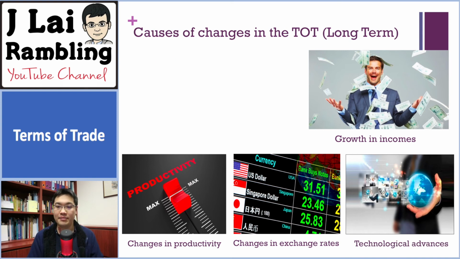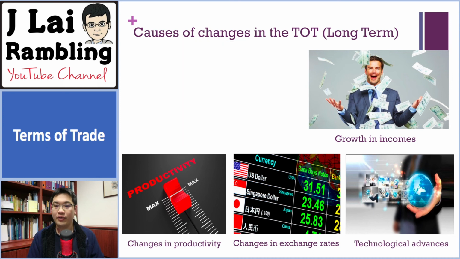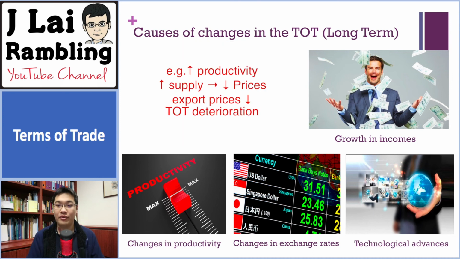Technological advances have a similar effect on the terms of trade as an increase in productivity, okay? And technological advance may be through the use of more AI or more advanced technological techniques or more automation, okay? It will lead to a rightward shift in the supply curve, which is an increase in supply at each and every price level, and this will lead to a lower price over the long run, okay? So the export prices will go down, which may lead to a deterioration in the terms of trade.